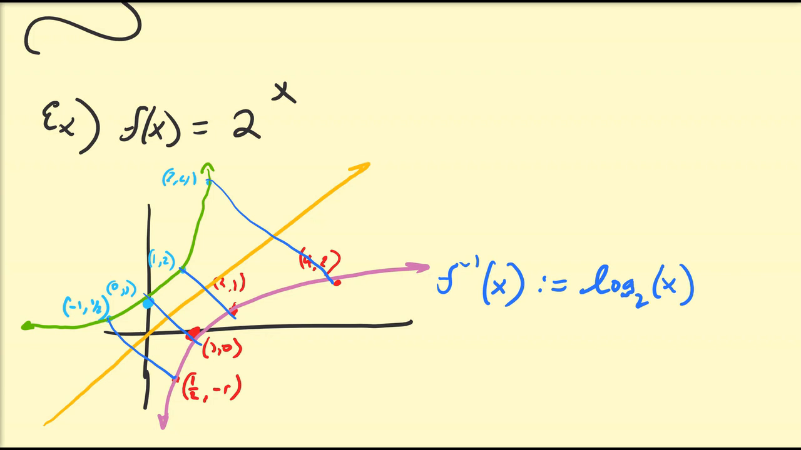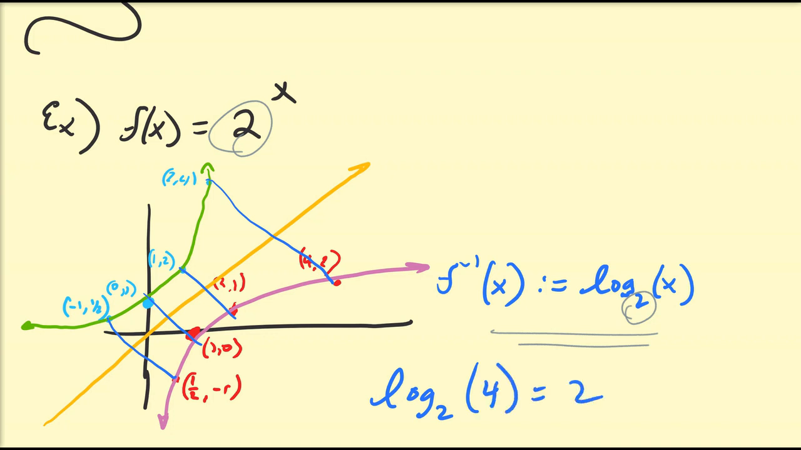And why do we say log base 2? Because this exponential has a base of 2. But of course, we'll talk about logarithms in a little more detail later, but at least you can see and also know a couple points on the graph of f inverse. So even if you do not know logarithms, you should be able to know from this graph that the log base 2 of 4 is equal to 2, because 4, 2 is on the graph of this relation. So that's a little bit useful.